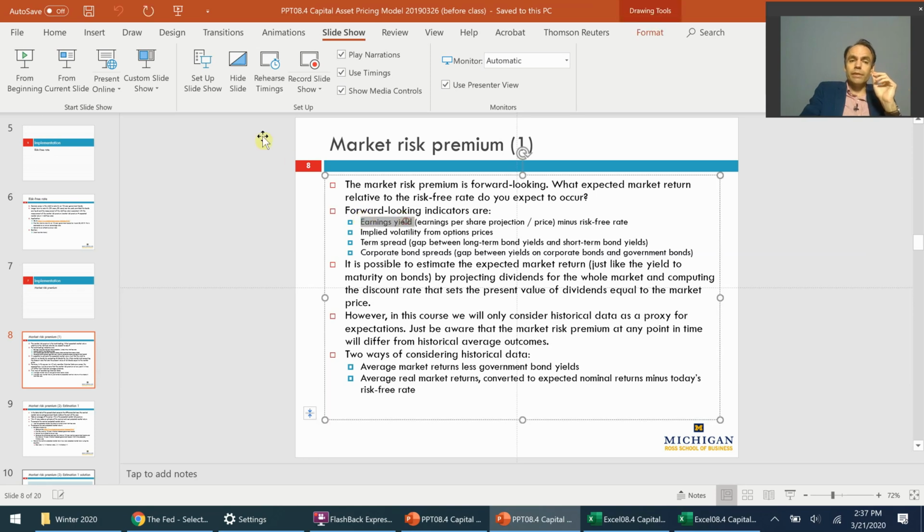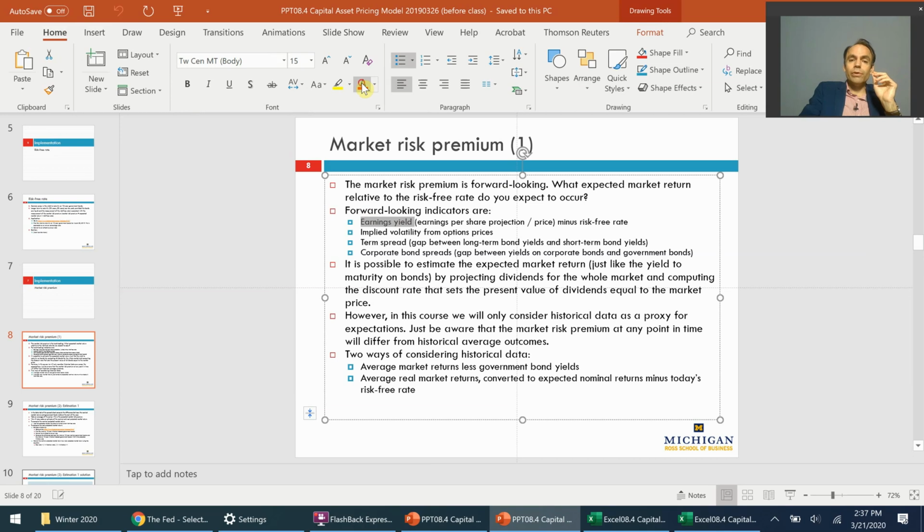First of all, there is the earnings yield. The earnings yield is the inverse of the price-earnings ratio. In the numerator, we're going to have a projection of earnings per share, and in the denominator, we're going to have a price. Now, this is going to be an aggregation of the earnings per share for all the listed companies in our definition of the market relative to their price. The earnings yield, we're then going to take minus our definition of the risk-free rate.